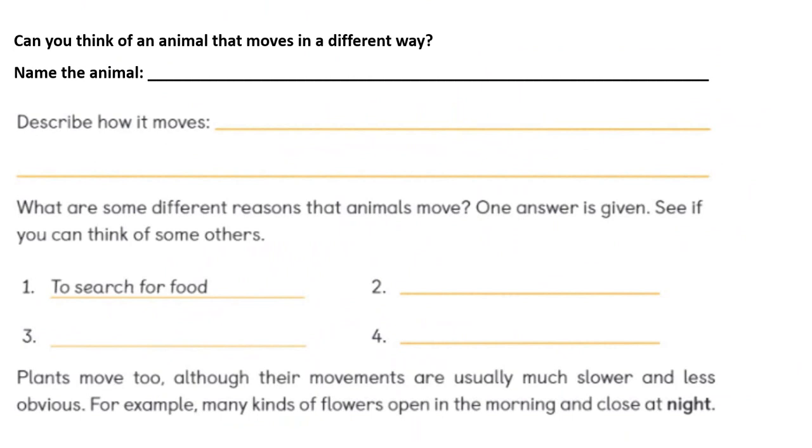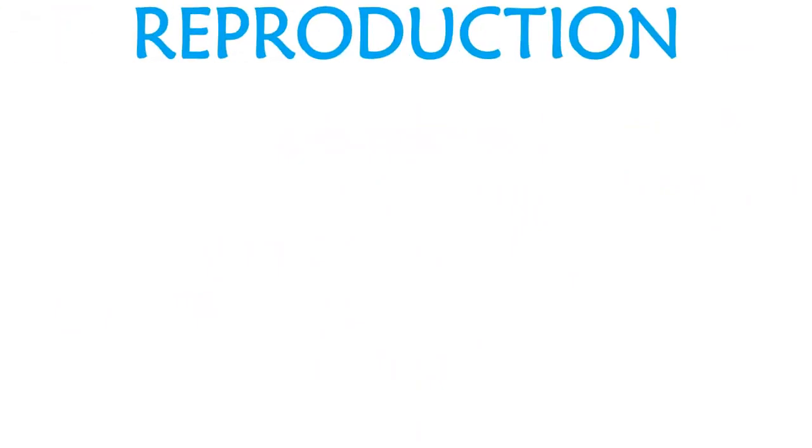Okay, children? Even plants also move. Have you ever seen a sunflower, children? Yes, sunflower moves in the direction of the sun. And all plants move towards the sun and roots grow towards the soil. So plants also can move. The next characteristic is reproduction.